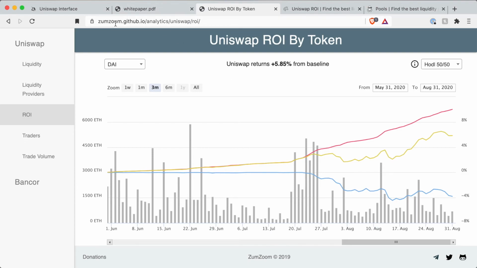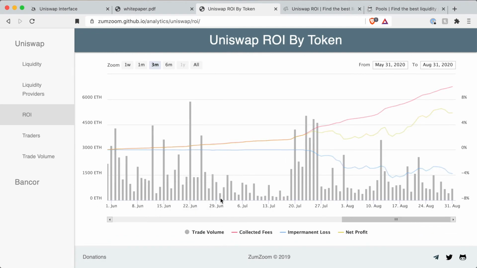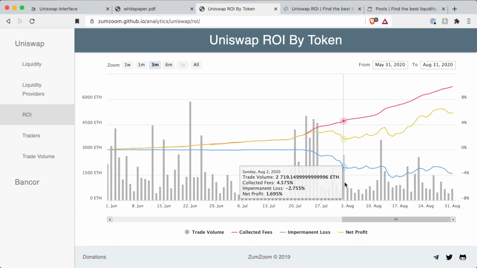It's called zumzoom.github.io. So here you can show for almost any token the ROI by token. Here are the 3 different curves you see. Of course, the lower part is the trade volume, but the red curve is the collected fees, the blue curve is the impermanent loss, and the yellow curve is the net profit.